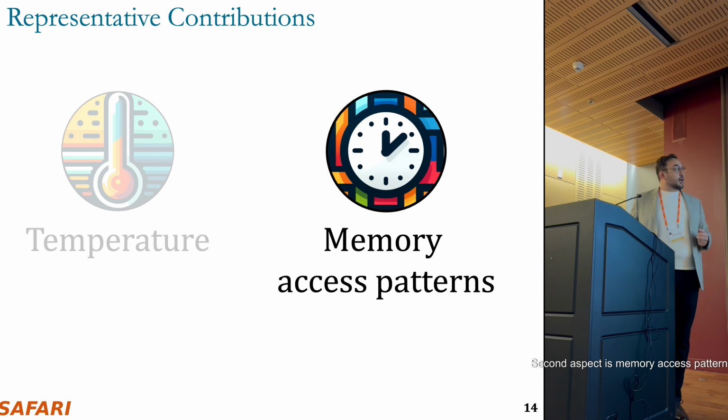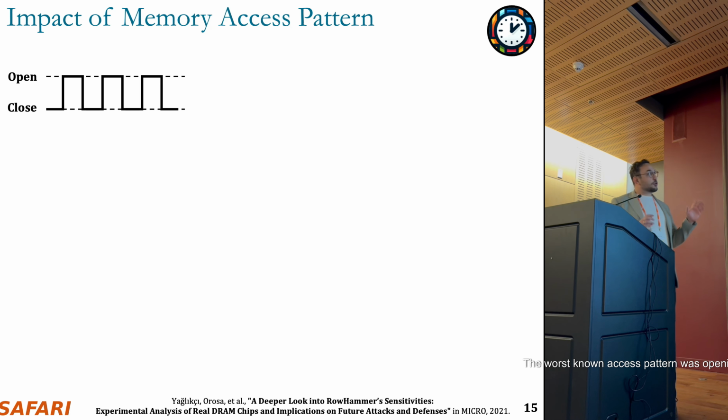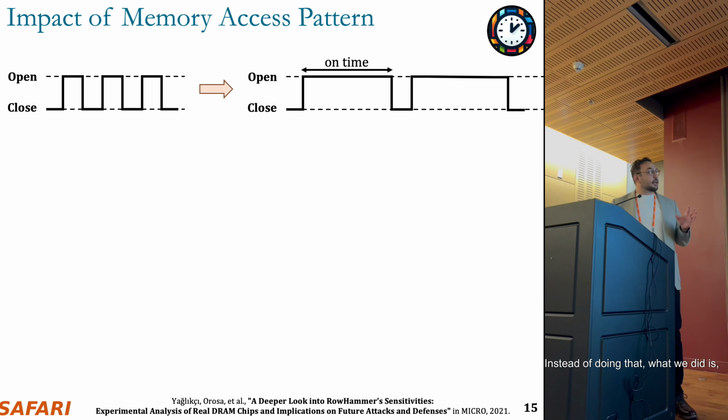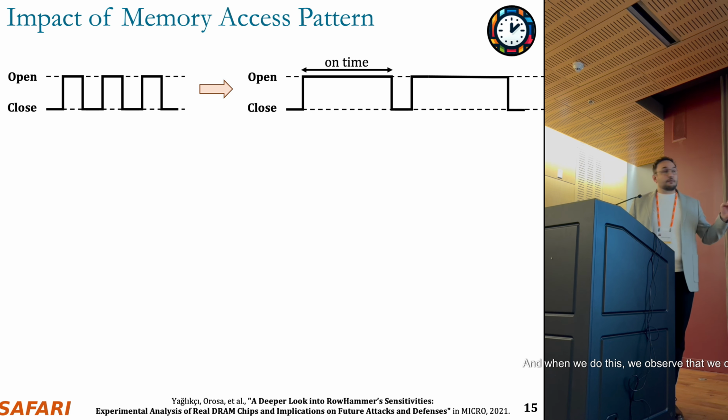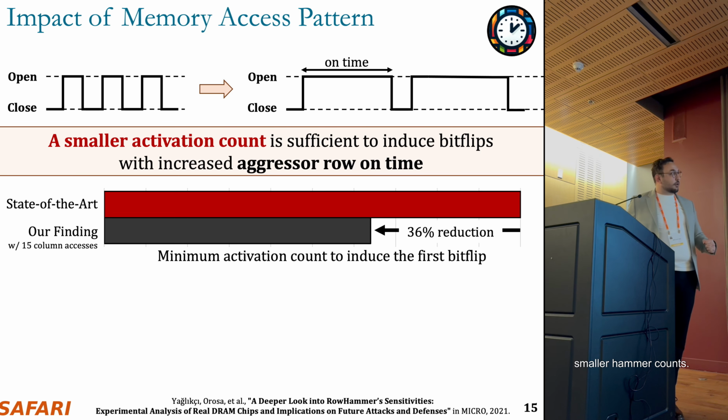The second aspect I want to talk about is memory access patterns. Before our study, the worst known access pattern was opening and closing DRAM rows, or activating DRAM rows, as frequently as possible to maximize the activation count in a limited time window. Instead of doing that, whenever we open a row, we kept it open for a longer time. There is some reasoning at the circuit level, but I'm not going to get into that. And when we do this, we observe that we can achieve bit flips at significantly smaller hammer counts.